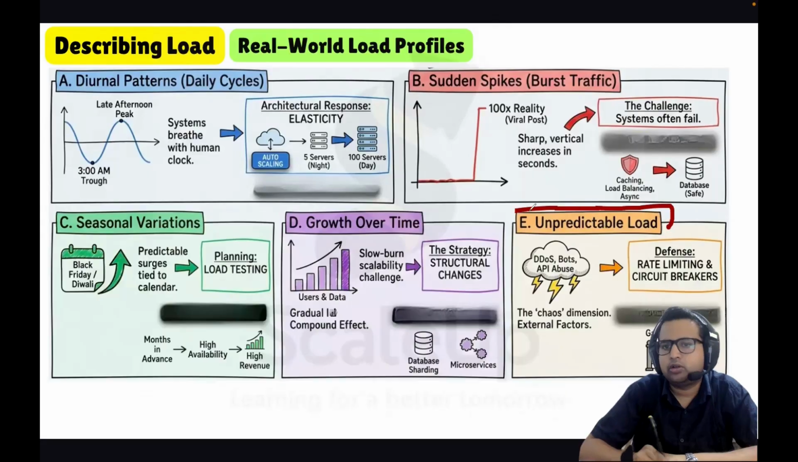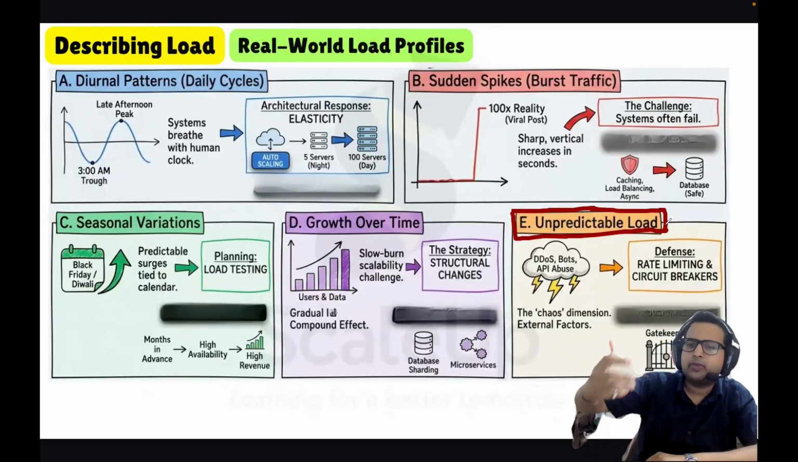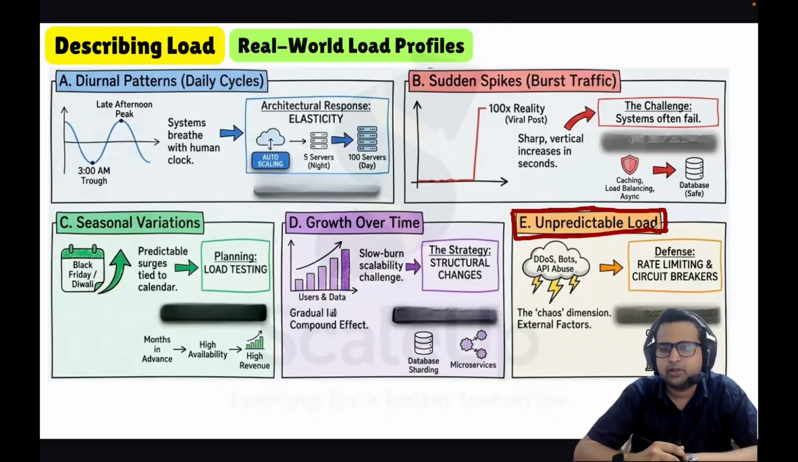Unpredictable load. Now, if we talk about real world load profiles, we have something called unpredictable load. For example, some external events, API abuse, bots, DDoS attacks. So these are examples of unpredictable load.